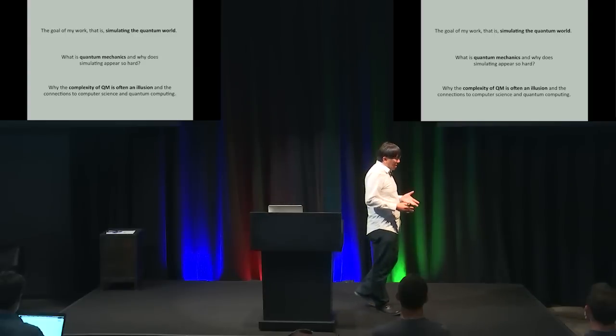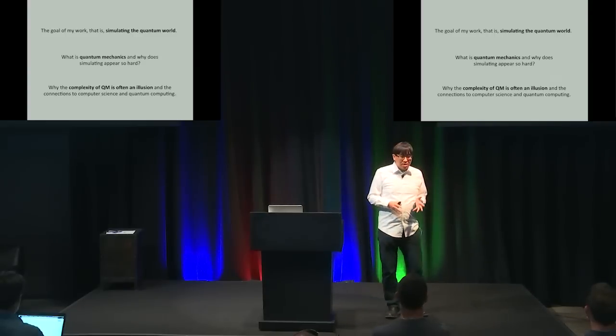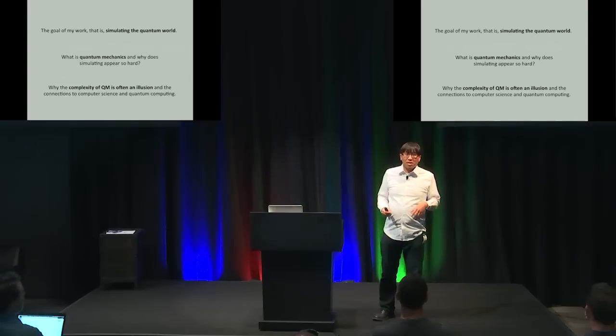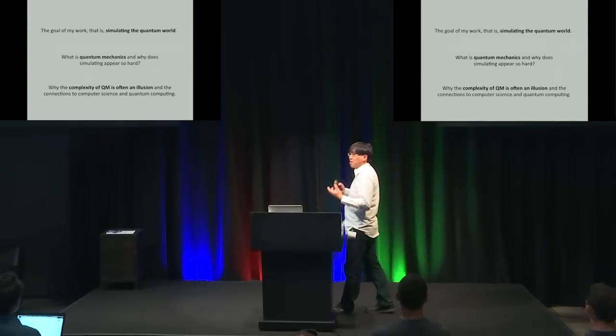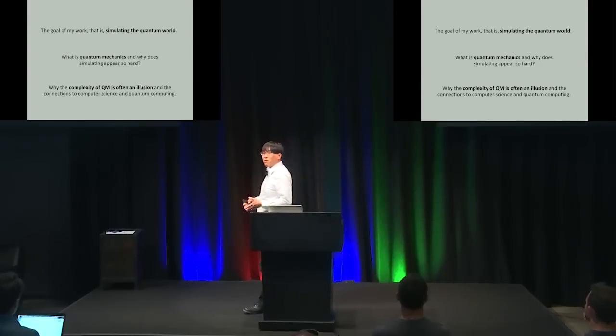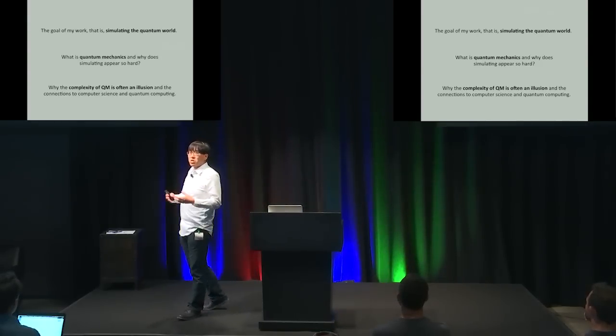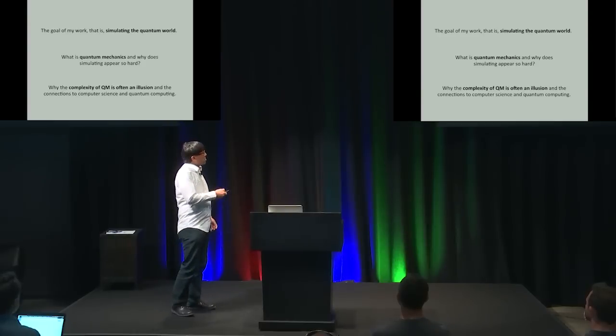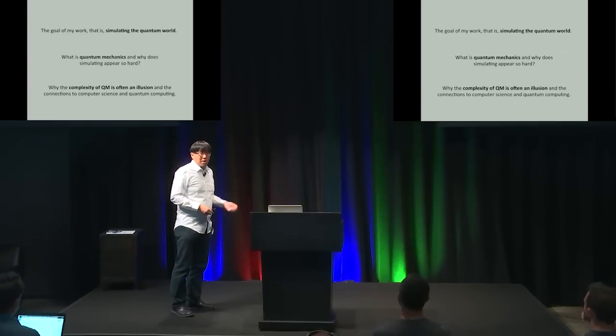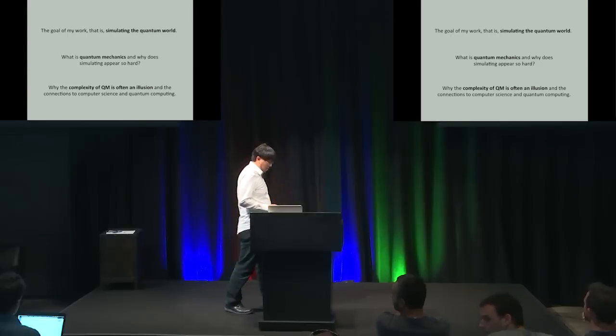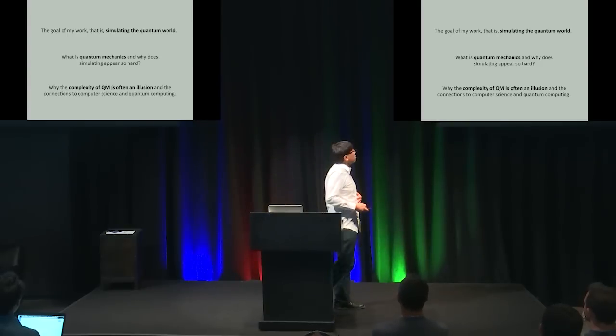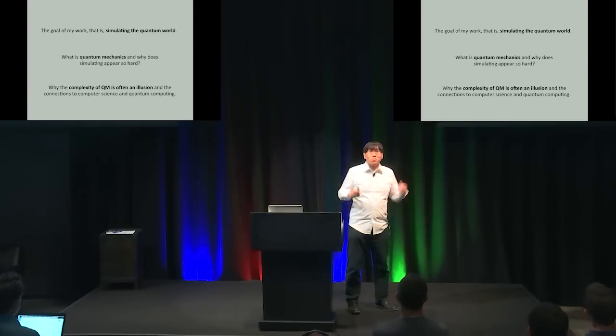And the reason why this complexity of quantum mechanics is often really just an illusion is actually related to many ideas that would be familiar if you have a background in computer science from machine learning. And so I'll draw the connections to machine learning and, of course, the implications for quantum computing at the end of the talk. OK, but first let's begin with what the quantum world is.